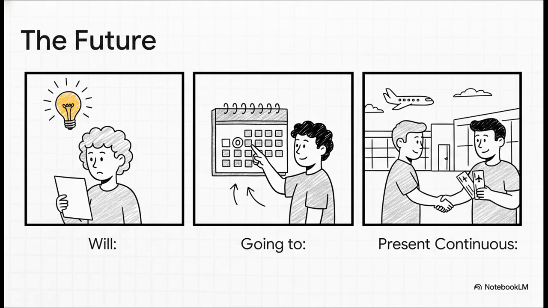Talking about the future in English is all about your intention. We often use will for a spontaneous decision, one you make at the moment of speaking. Like, you know what? I'll have the salad. Going to is for a plan you've already decided on. Like, I'm going to visit my brother this weekend. And the present continuous, that's perfect for fixed arrangements, especially with other people. We are flying to Paris tomorrow. The tickets are booked. It's happening.